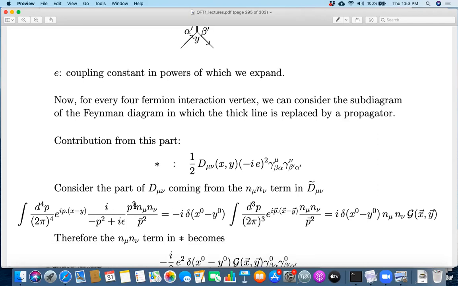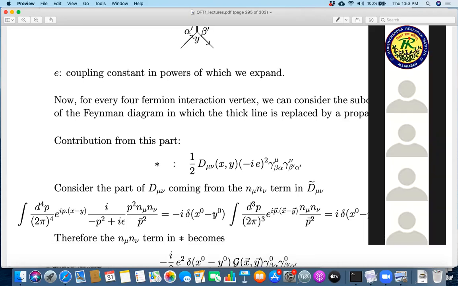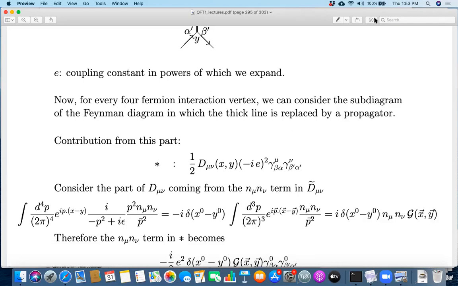So once these cancel, then the p naught dependence comes only from the exponent, because this p bar square is just p vector square. So the p naught dependence comes from the exponent. The integral over p naught gives you a delta function, so that gives you 2 pi delta of x naught minus y naught.